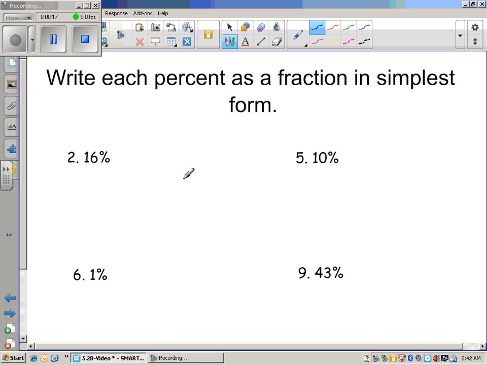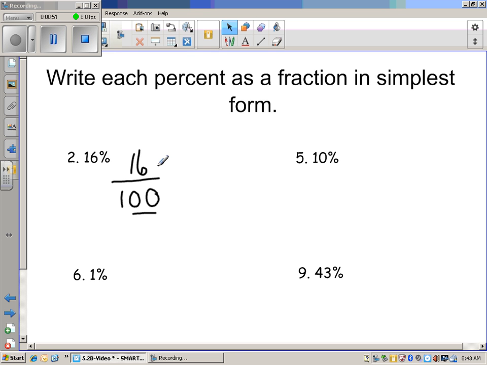So 16%. We are going to start by putting 16 as our numerator, and 100 goes on the bottom. For all of the percents less than 100, your denominator will always be 100. Now, the directions are to write it in simplest form. So by looking at this, I can tell that 16 and 100 are not in simplest form.